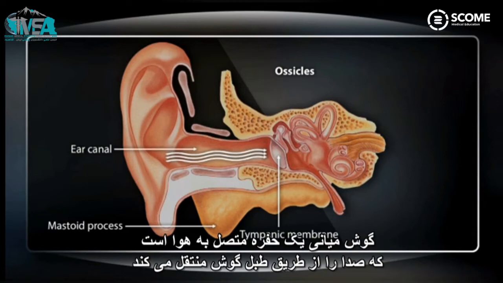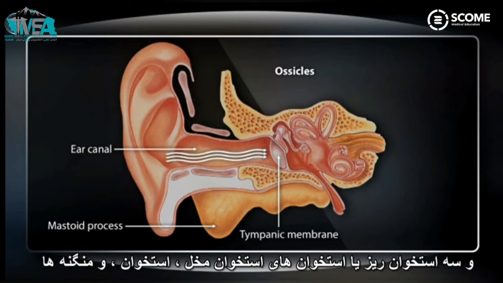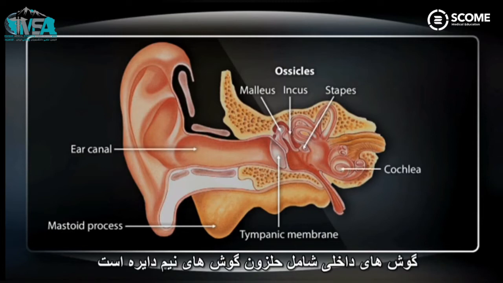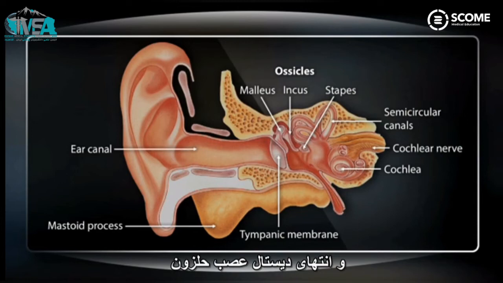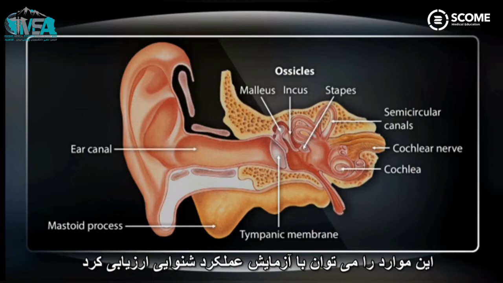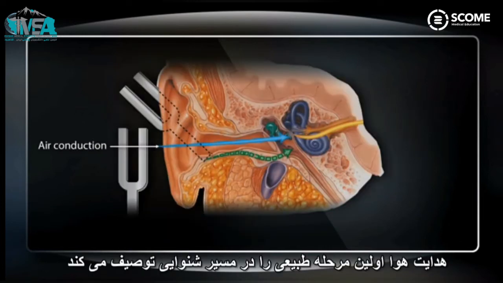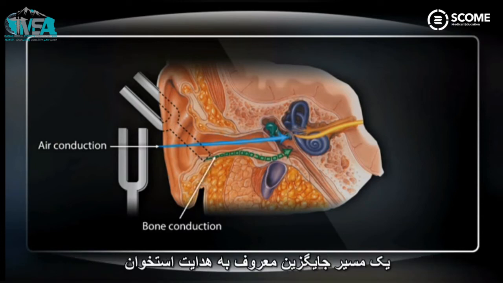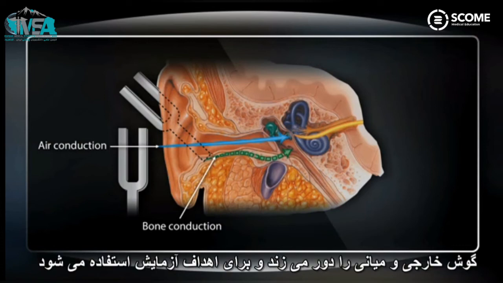The middle ear is an air-filled cavity that transmits sound by way of the eardrum, and three tiny bones or ossicles, the malleus, the incus, and the stapes. The inner ear contains the cochlea, the semicircular canals, and the distal end of the cochlear nerve. Much of the middle ear and all of the inner ear are inaccessible to direct examination. These can be assessed by testing auditory function. Air conduction describes the normal first phase in the hearing pathway. An alternate pathway, known as bone conduction, bypasses the external and middle ear and is used for testing purposes.